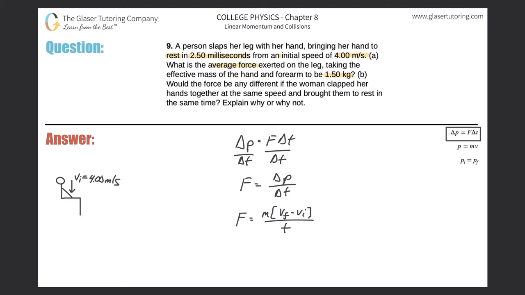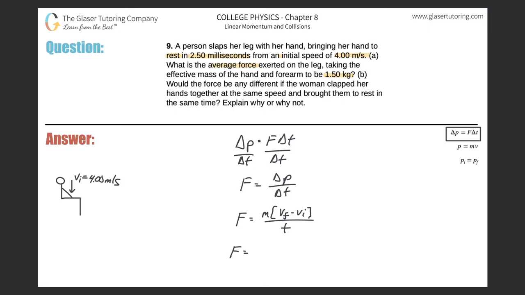Now we're going to see if we have all the information we need to plug it in. Do we know the mass of the hand and arm? Yeah, it told us 1.5 kilograms. Do we know the final velocity? Well, yeah, it came to rest. Do we know the initial velocity? Sure, the initial velocity was 4 meters per second. And the time over which it took to change that momentum, they told us 2.5 milliseconds. Remember, time has to be in seconds though. So let's start plugging in the values.